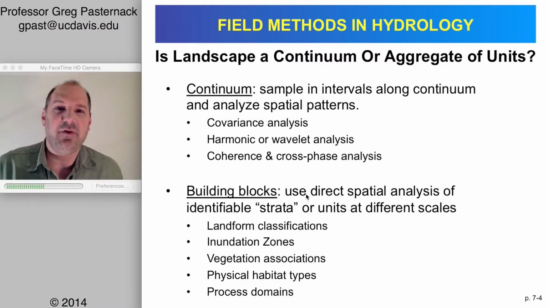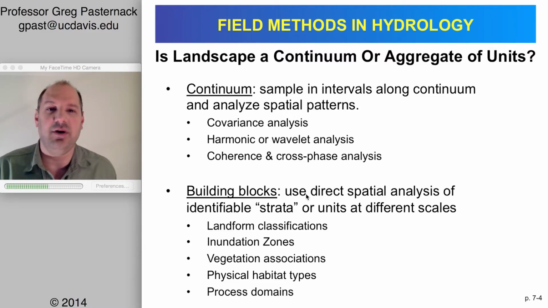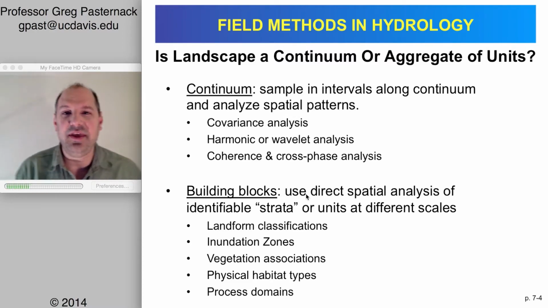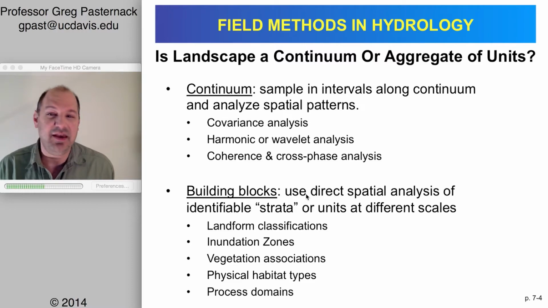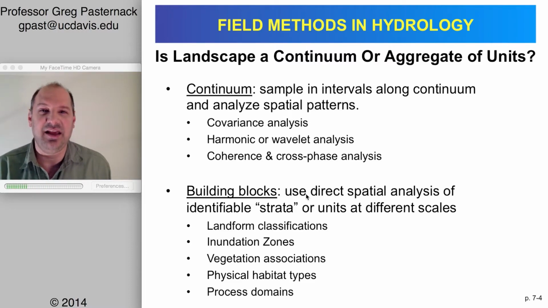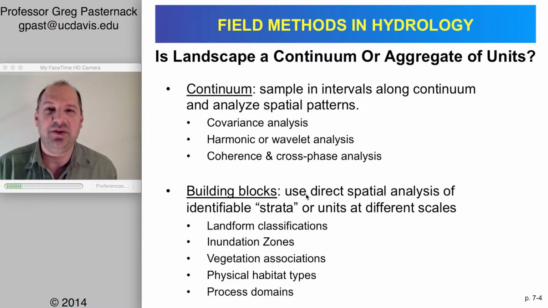So that leads to the first fundamental question. Is the landscape a continuum, or is it an aggregate of units? Of course, the landscape is very rarely purely random. However, within subset areas, it may be effectively homogeneous, and therefore any variation within it is random. But most people think of the landscape as either a continuum or an aggregate of units.